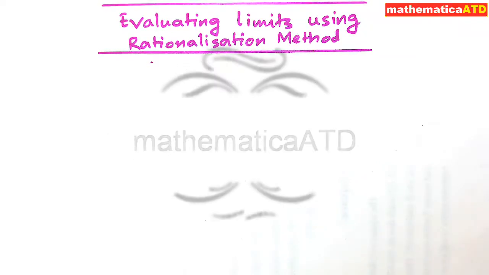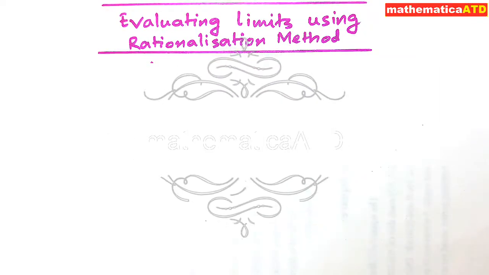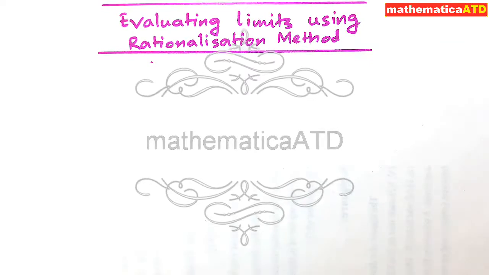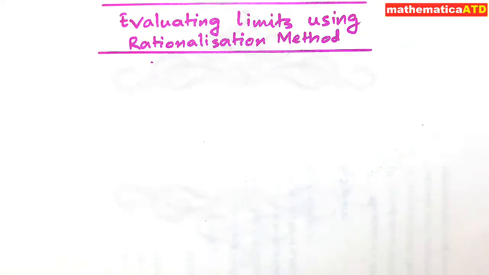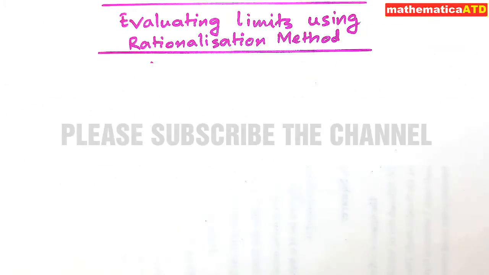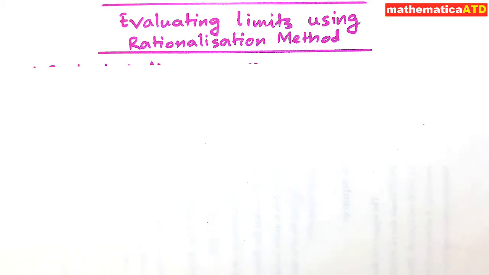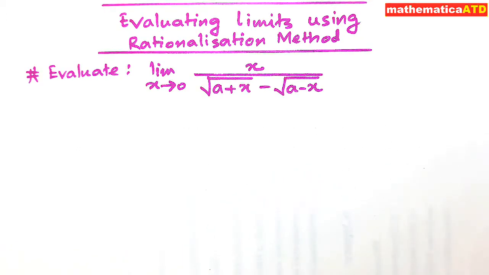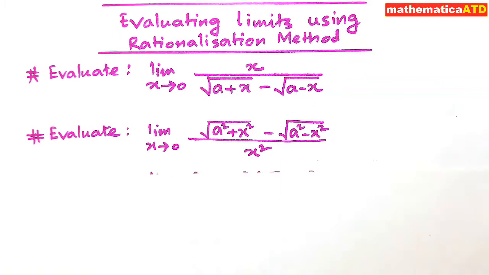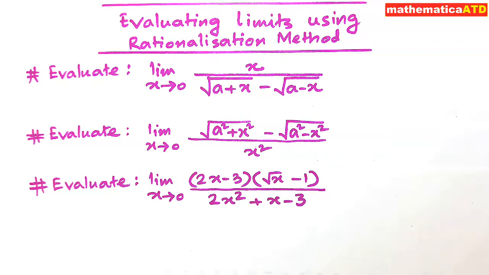Welcome back to the presentation evaluating limits using the rationalization method. This is particularly used when either the numerator or denominator or both involve expressions consisting of square roots, and substituting the value of x, the rational expression takes the form 0 by 0 or infinity by infinity, etc. So we are taking three examples.